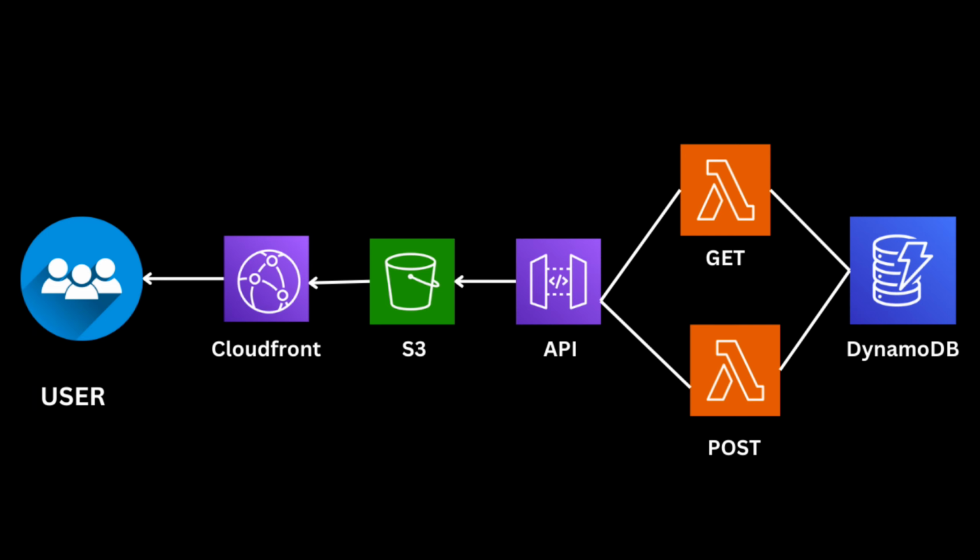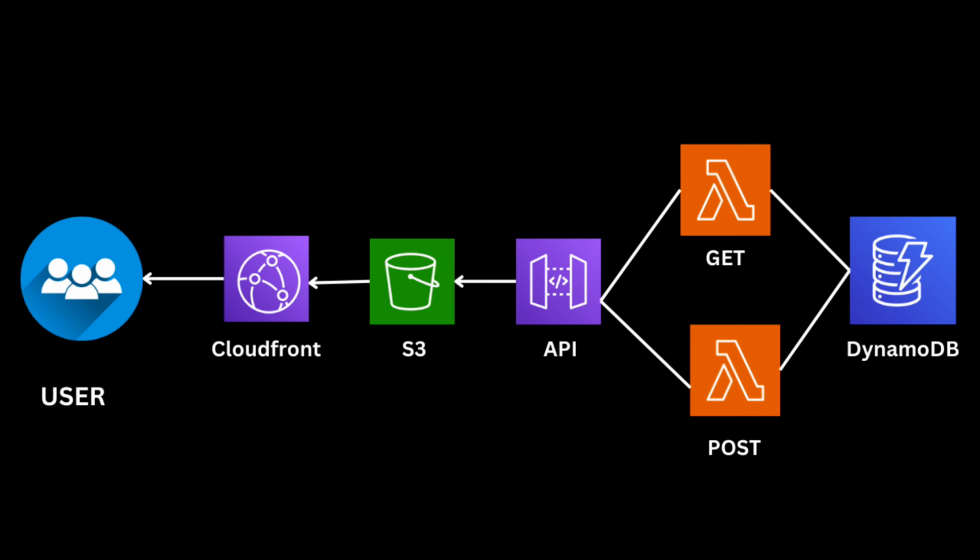Today we are going to make a project on a serverless web application. From the architecture, you can see that the flow is user to CloudFront to S3 to API to Lambda to DynamoDB. We will go through all the stuff. I will explain every service AWS gives us.